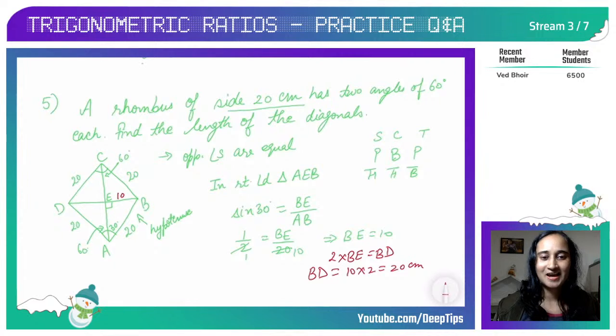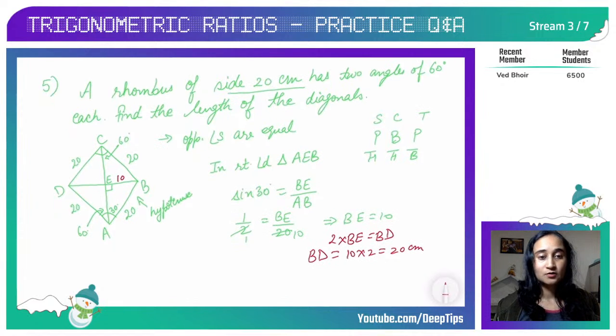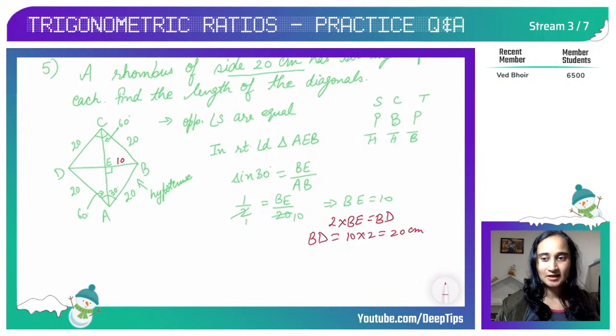Type your answer in the chat. Which trigonometric ratio can I use now to find AE? I am waiting for your answers. So if you know this, you can type it.